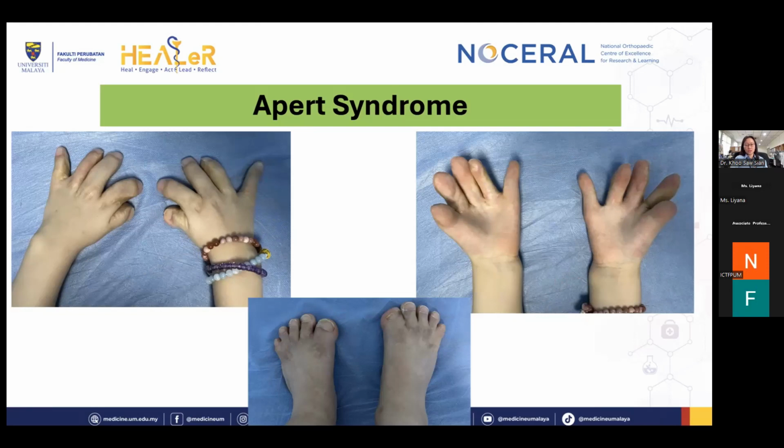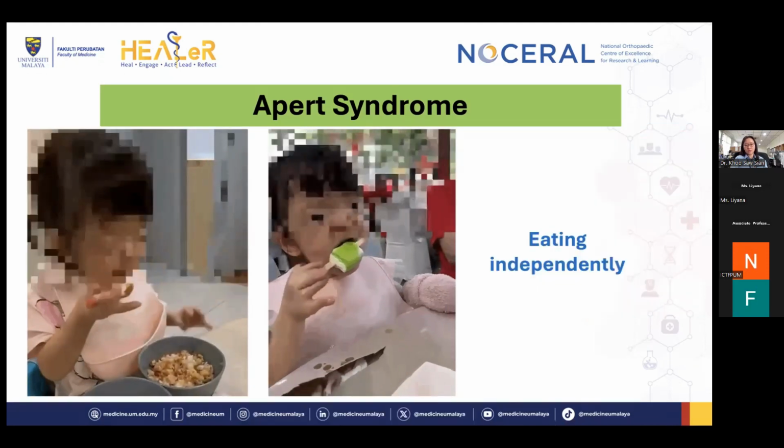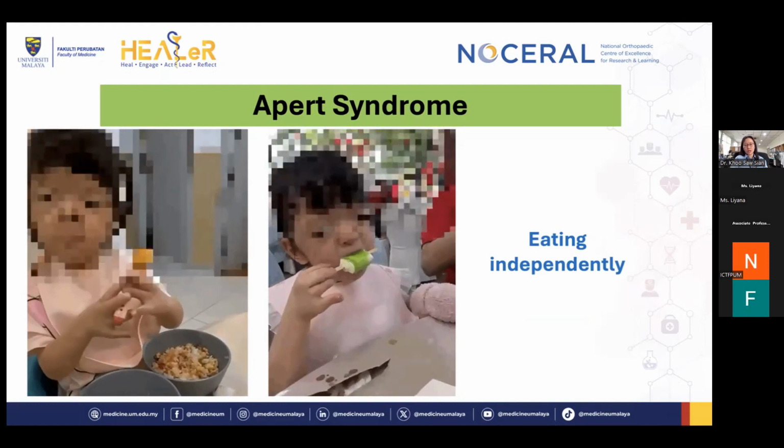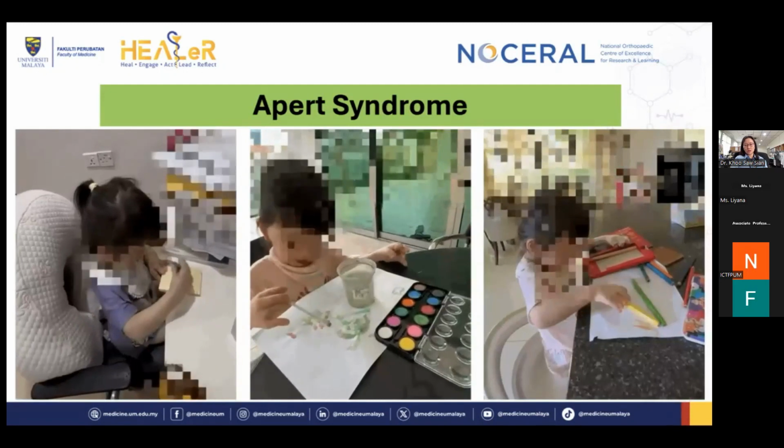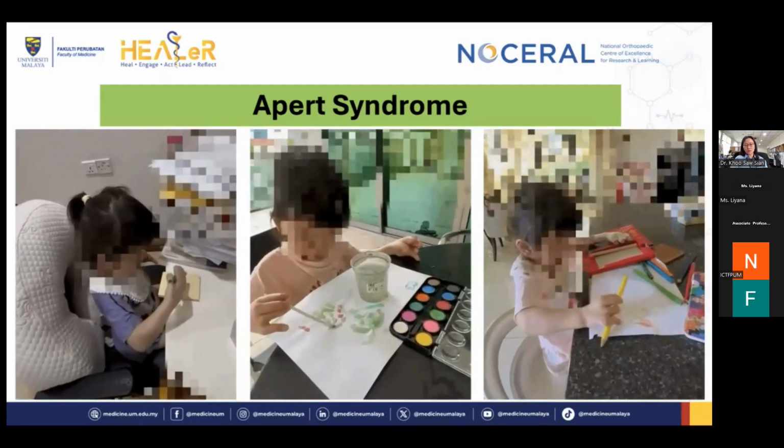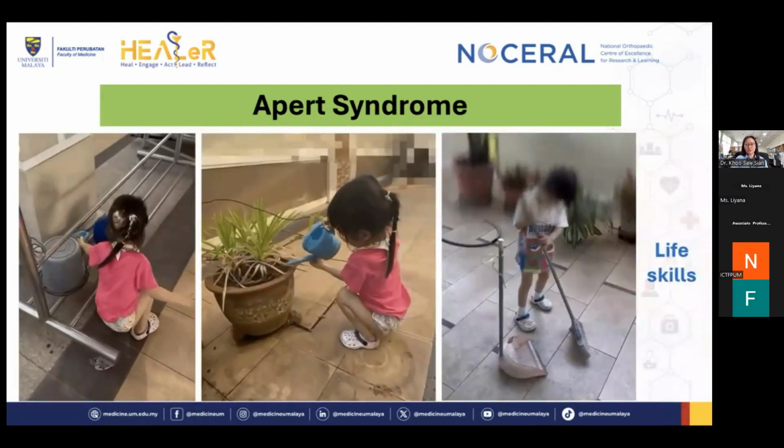She can eat independently on her own. She can play and learn. She can do her activities, her hobbies. And she can also do some life skills.